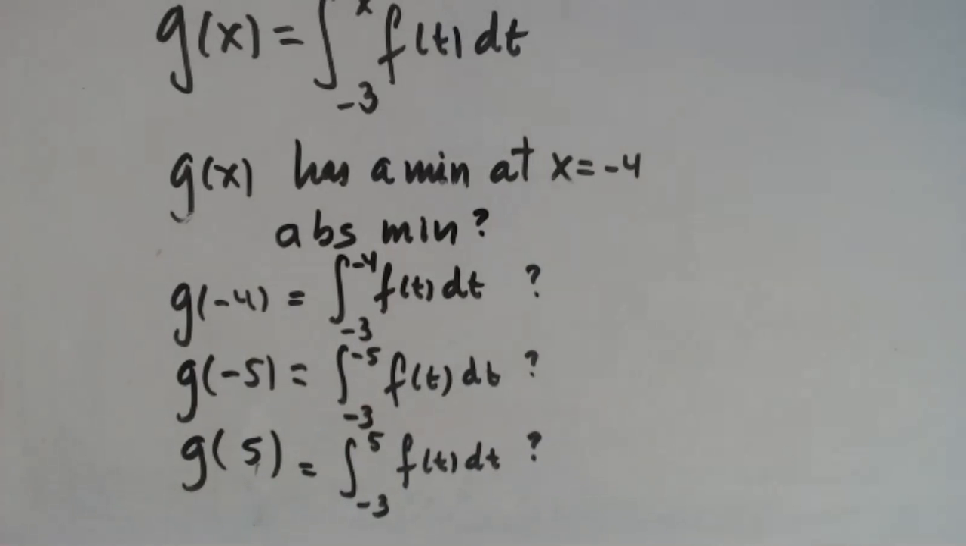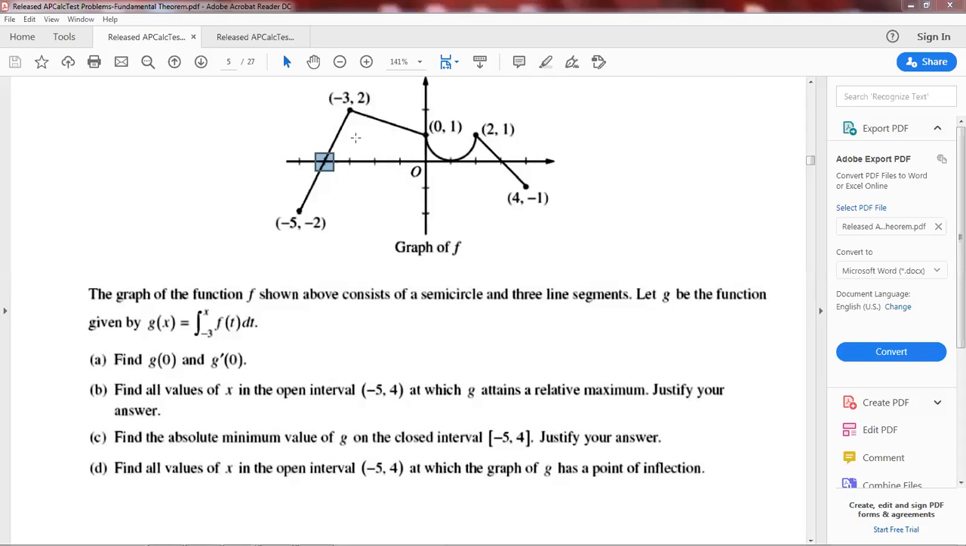So let me just go to the graph again, right here. I need the value of g of -4. That's -4, so right here, correct? So I need the integral from -3 to -4. So I need the area of this triangle. Let me just draw this one. I need the area of this triangle, correct? So what is the area of that triangle?